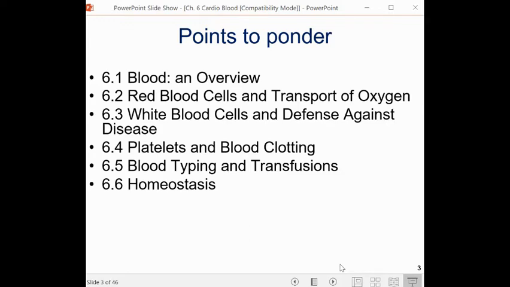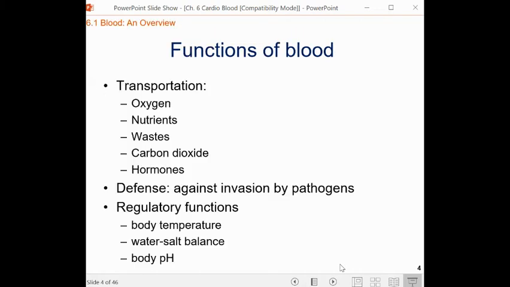So the main key factors in this chapter are going to be blood, an overview. We'll talk a little bit about red blood cells and how they move oxygen. Then we'll talk about white blood cells and how they defend against disease. Platelets and blood clotting, so how do we keep from leaking, then blood typing and transfusions, and then in general, just how do we maintain homeostasis in the blood.